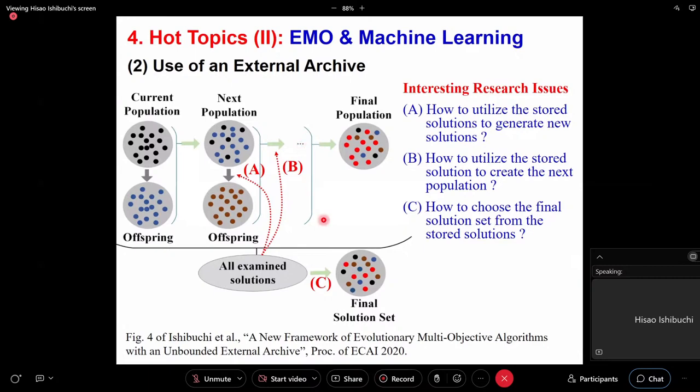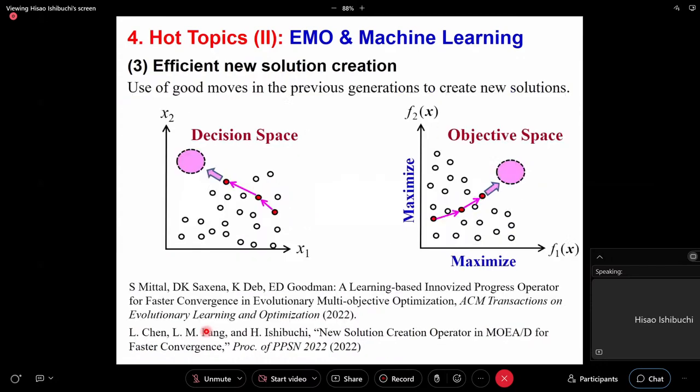Also, subset selection. Selection of, for example, 100 solutions from 1 million solutions. This is a very interesting research topic. And then, efficient new solution creation. This is a part of the previous one.